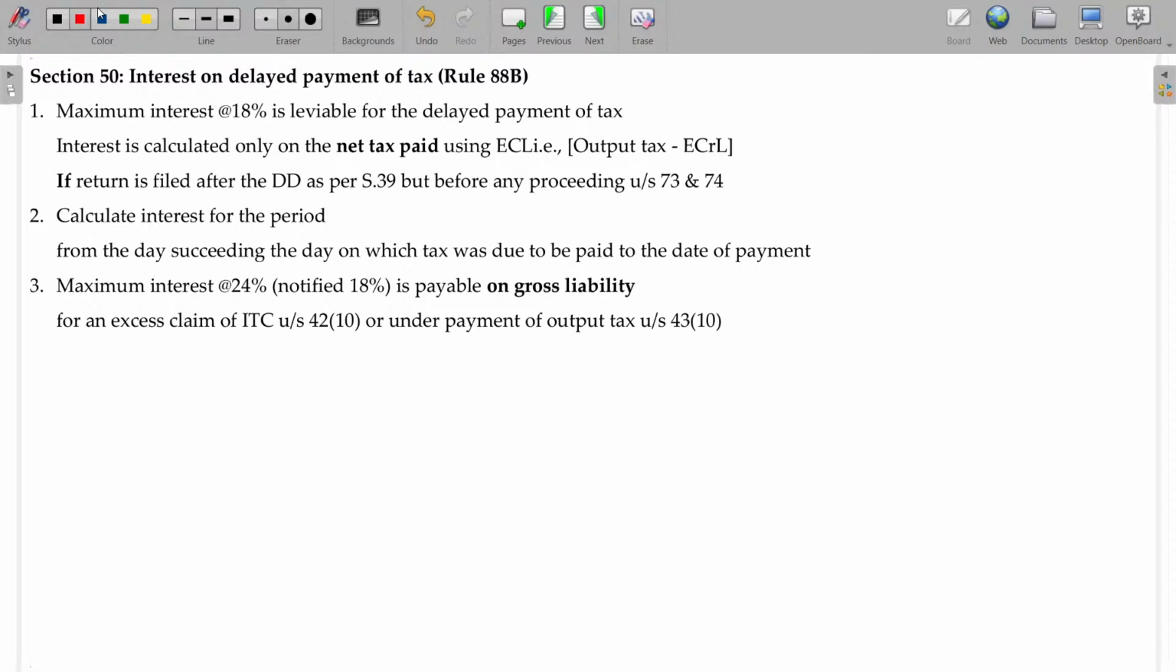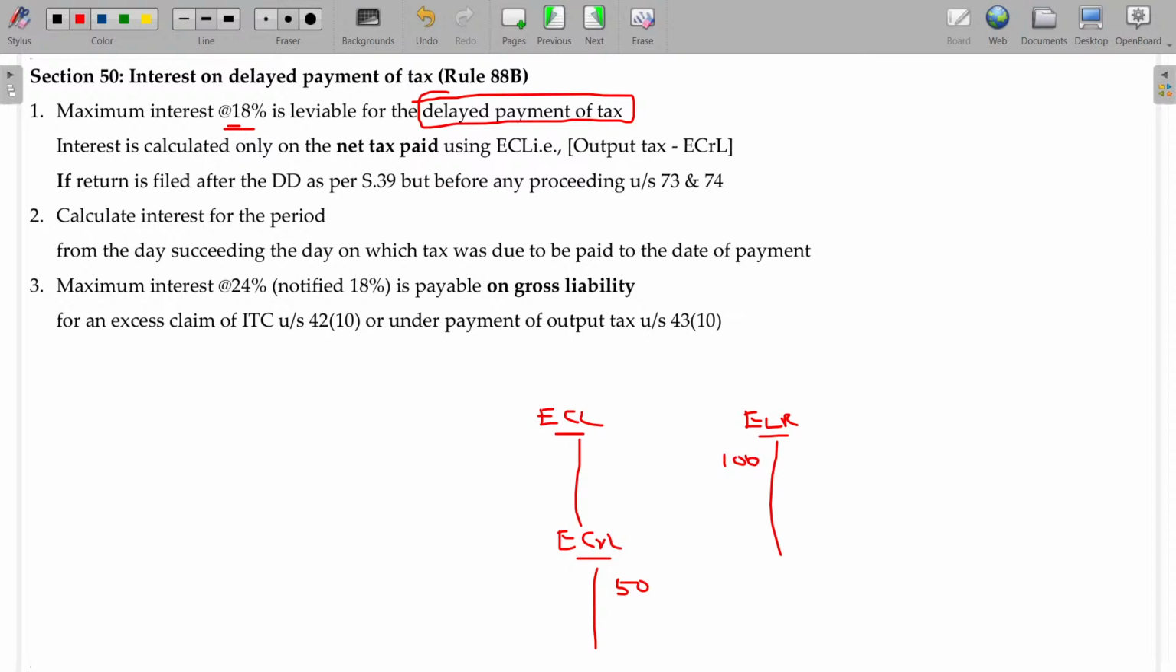In case of interest payment, a maximum interest rate of 18% is leviable for delayed payment of tax. So, electronic liability register, electronic cash ledger, electronic credit ledger. The amount payable for tax being 100, you have 60 rupees in your electronic credit ledger. You have 60 rupees in the electronic cash ledger.